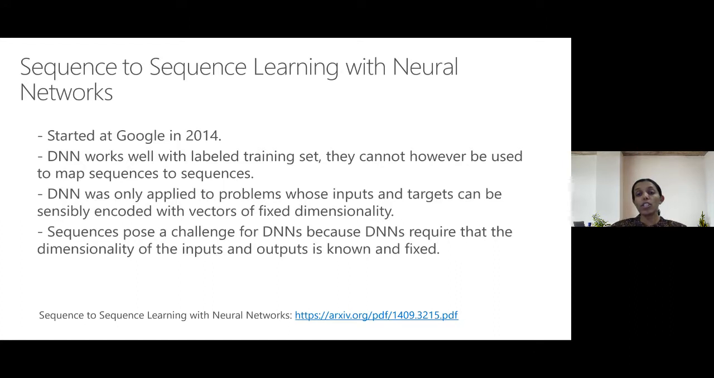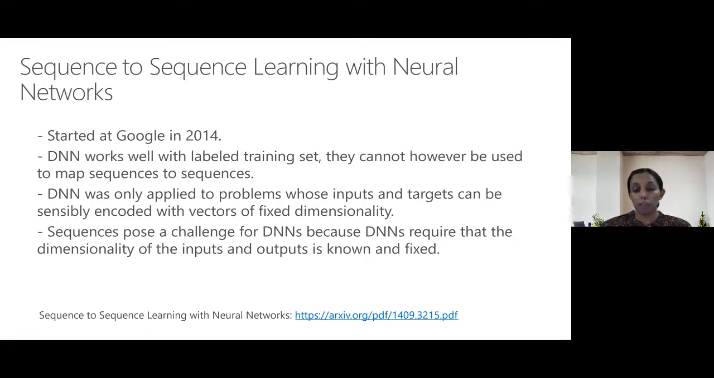Now, sequence-to-sequence learning with neural networks actually started off at Google way back in 2014. I mean, just about 6 years ago, but it did pick up quite a bit of momentum. Deep neural networks work well with labeled training data. They cannot, however, be used to map sequences to sequences.